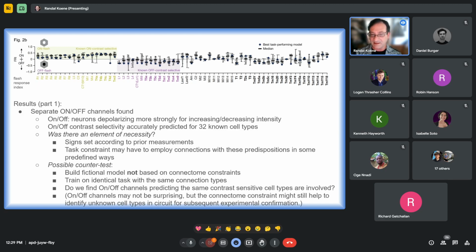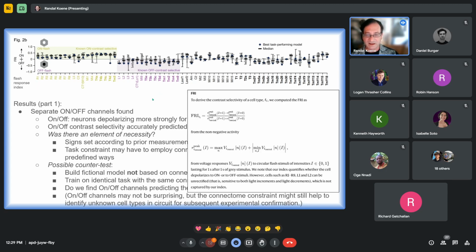And a possible test, which is actually similar to some of the subsequent tests that are described in the paper, is to train a model not constrained by the connectome, but with the same connection types. And then you'd ask, would we still find separate on-off channels using the same contrast-sensitive cell types? And in case anyone was curious about the flash response index, just popping that up for a second. This is the equation that was used to obtain that, but I think we can safely carry on from here.